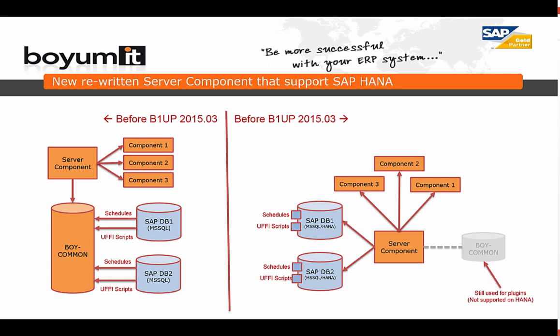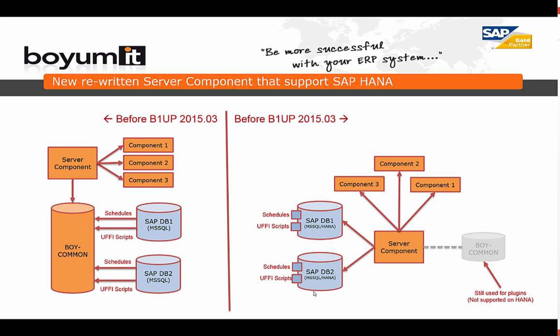People in the past have known that we have had the schedules and the UFI and UFI scripts, and they were to run by the server component, but the data was actually stored in the database called BOY Common. So it was not stored in the databases themselves, and because of limitations on HANA that we cannot put on our own databases, we could not support HANA in this kind of way. So going forward now is that all these scripts will instead be stored inside each of the different databases.